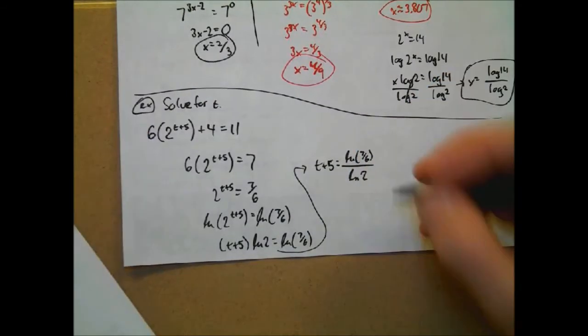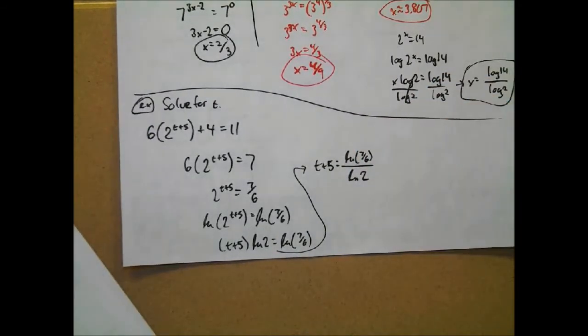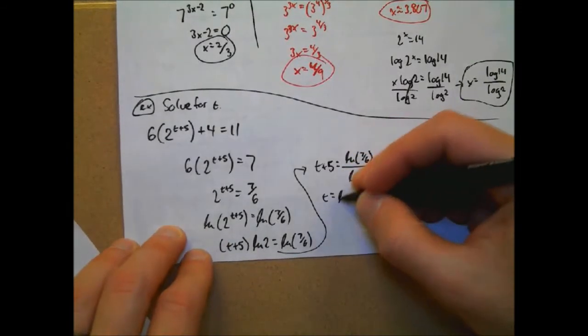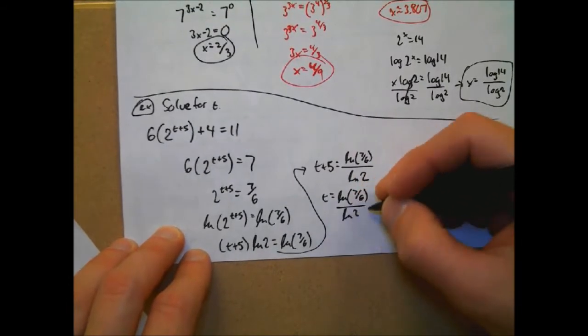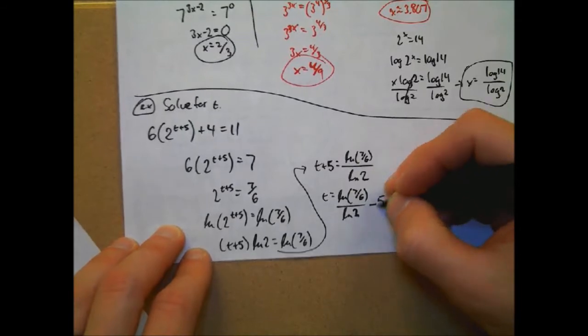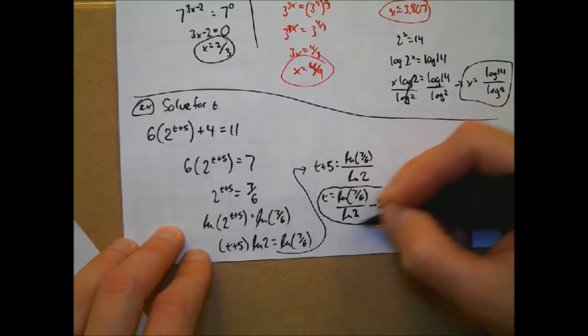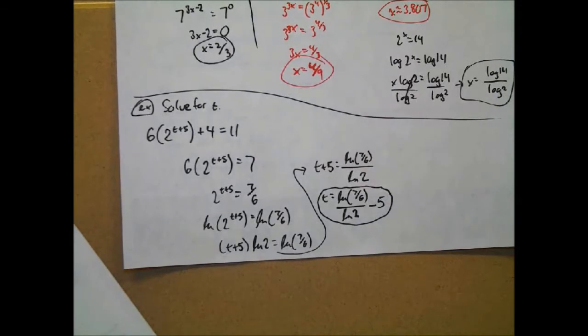And then Ro, what's our final step there? Then you're going to minus 5. Yep, you got it. Subtract 5 from both sides. Okay, and so our precise answer will be natural log 7/6 over natural log of 2 minus 5. That is precisely what t's value is going to be. Or if you want to type it into a calculator, you'll get a decimal of about -4.778.